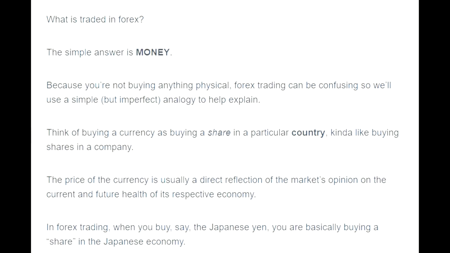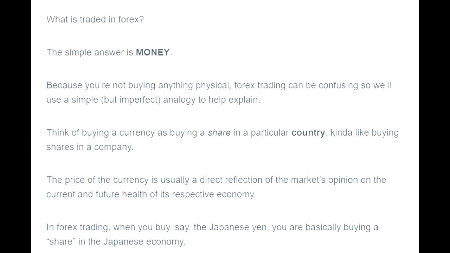Okay, now, next question is what is traded in Forex? The simple answer is money, because you're not buying anything physical. Forex trading is simply you putting one currency against another country's currency and then expecting one currency to either rise or fall in value. Sorry, I cannot read everything, but you can pause the video and go through the notes so you do understand, but I'm just here to give you a brief summary of everything you'll be seeing.